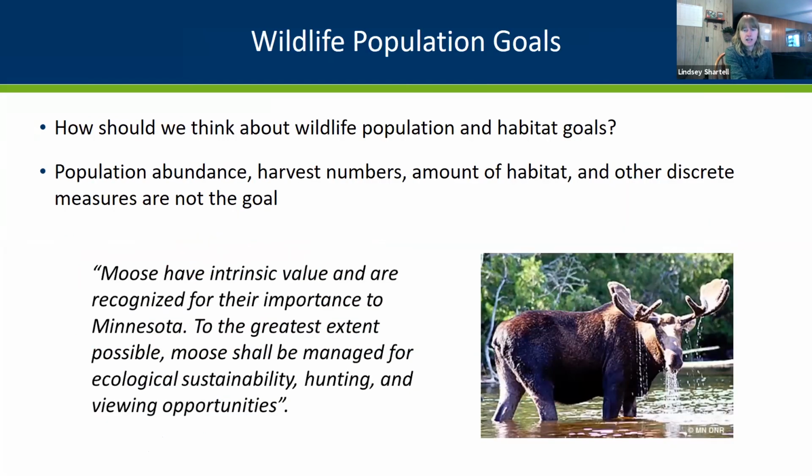So with all of this in mind, how should we think about wildlife population and habitat goals? Population abundance, harvest numbers, amount of habitat, and other discrete measures aren't the goal, because operating in that way in a changing world is just not practical. Those metrics are targets and indicators that must be adaptable. The goal, like the goal from the moose management plan, is to the greatest extent possible manage for ecological sustainability and hunting and viewing opportunities.